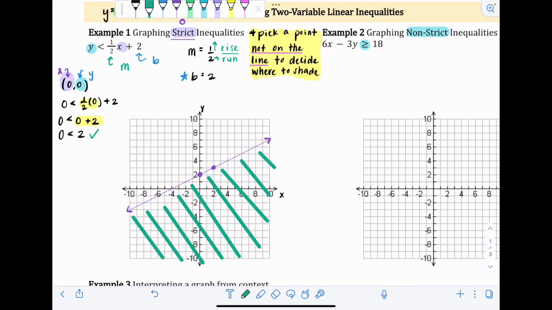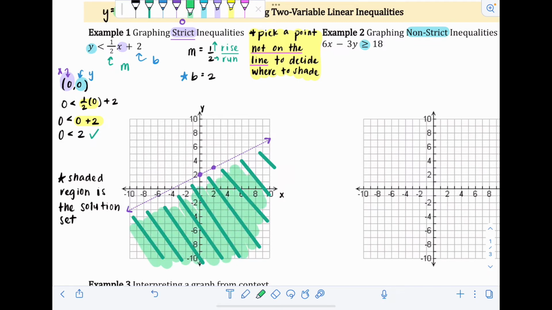And then that shaded region represents what we call a solution set. So I'm going to add a note for that as well. The shaded region is the solution set. And what that means is that any point within this entire region, any point that you could pick on that side of the line, would satisfy that inequality, which means that it would make it true.